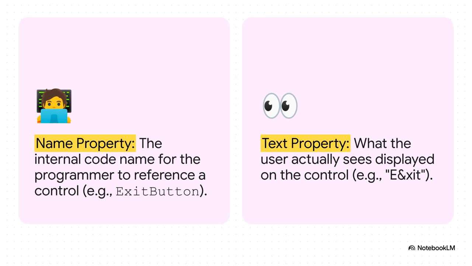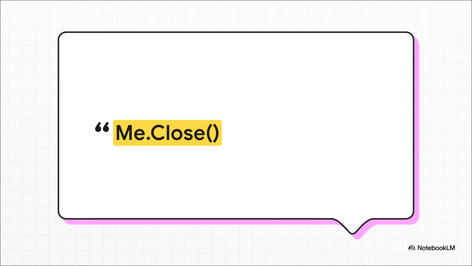First, there's a really important concept to get. Every object basically has two names. It has its name, which is its secret internal code name that only the programmer uses, something like exit button. Then it has its text, and that's the public-facing label the user actually sees on their screen, like the word exit.